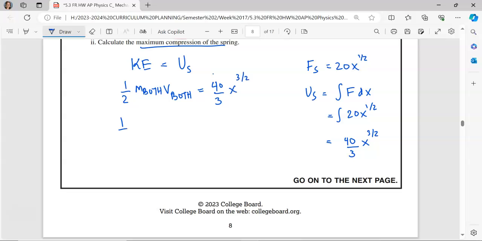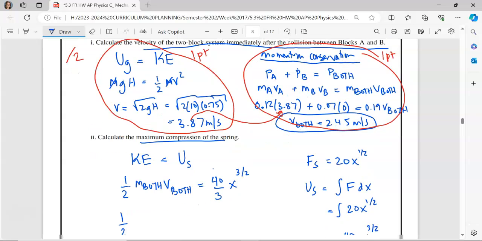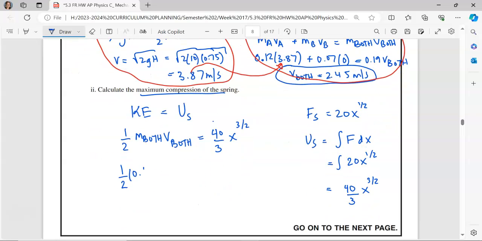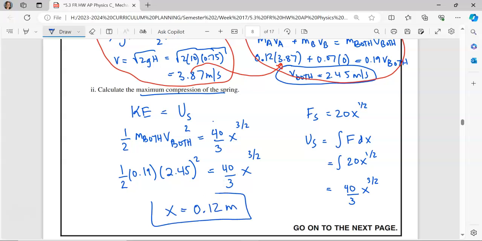So now let's go ahead and put things in. So we know the mass of both was 0.19 together. The velocity was, oopsies, and KE is 1/2 mv both squared. Don't forget that. 3.87 squared we found to, nope, that's simply a mistake. Velocity of both we found is going to be 2.45, not just the velocity of A, equals 40 over 3x to the 3/2. Okay, when I went ahead and did some simplifying, I got x to be 0.12 meters.